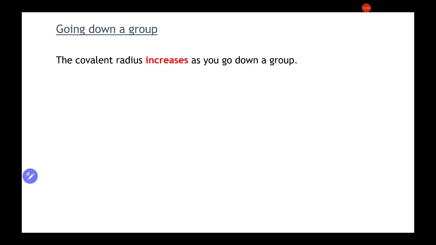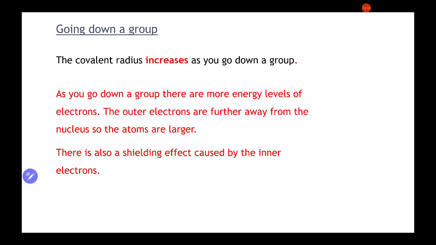So the next part is going down a group. This maybe would actually be easier to visualise. As we're going down a group, say group 1, the covalent radius increases, so the atom gets bigger. The reason for that is, if we look at a periodic table, we've got an increasing number of electron shells as we go down our group. That means that the electrons are getting further away from the nucleus, which means the atom's getting bigger.